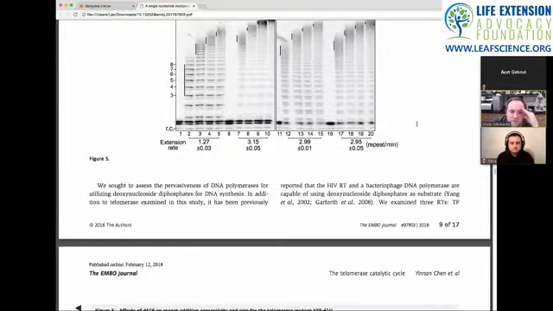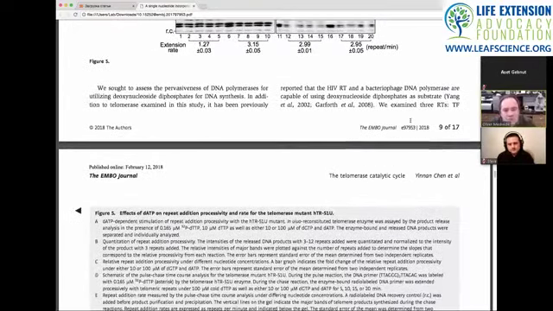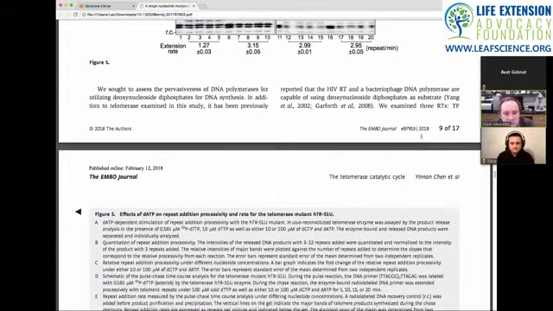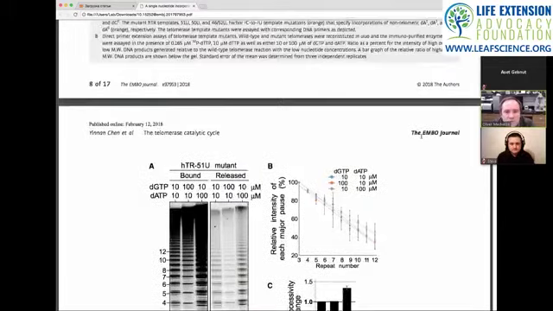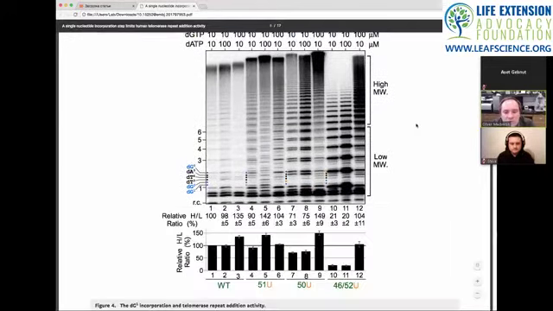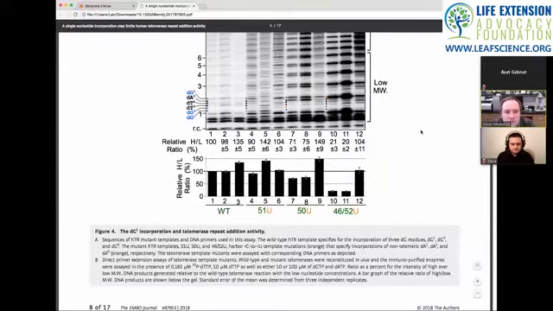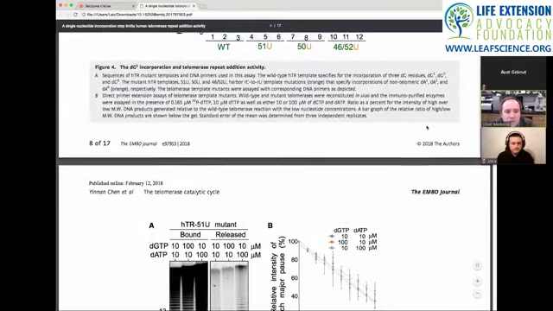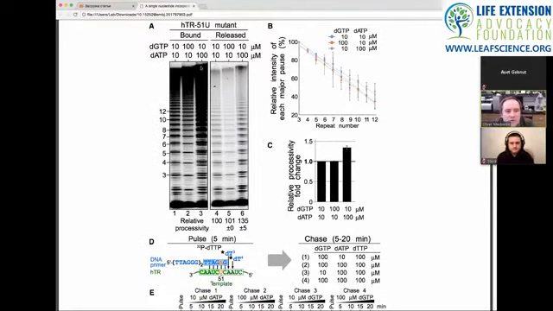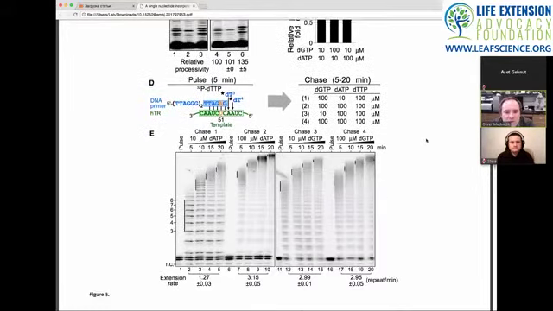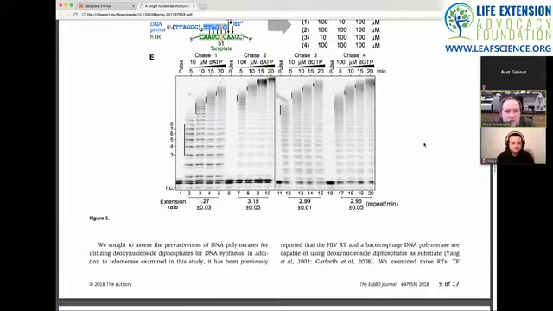Figure 5. Now, just like they did for the earlier figure, they want to check the effects of dATP on repeat addition processivity and the rate for telomerase mutant HTR51U. So, which one is that? That's the one with the first nucleotide that's changed. And just like what we've seen before, having more dATP added increases the processivity. It also increases the extension.